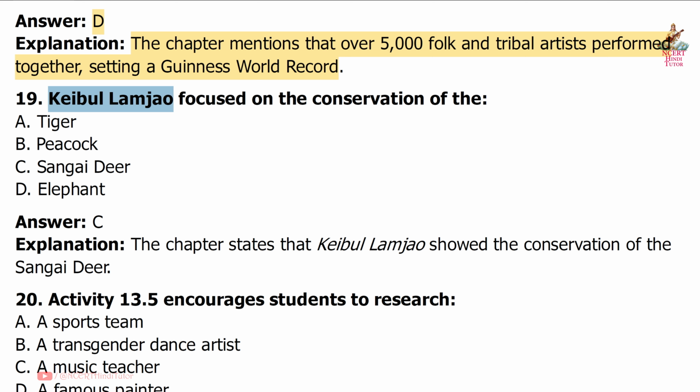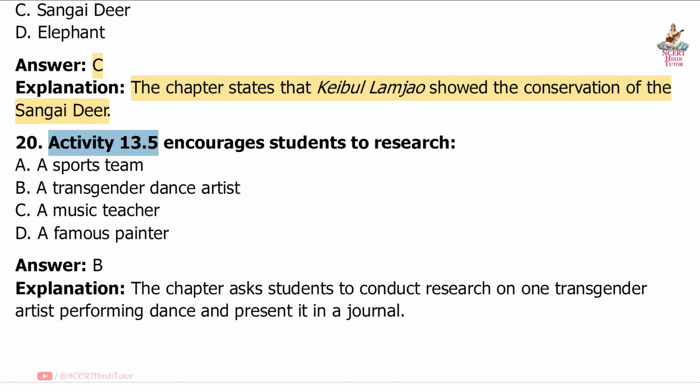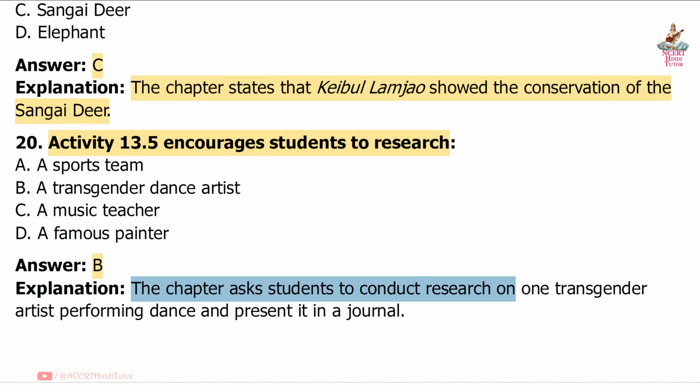19. Kebul Lamjao focused on the conservation of the. Answer C. Explanation. The chapter states that Kebul Lamjao showed the conservation of the Sangai deer. 20. Activity 13.5 encourages students to research. Answer B. Explanation. The chapter asks students to conduct research on the transgender artist performing dance and present it in a journal.